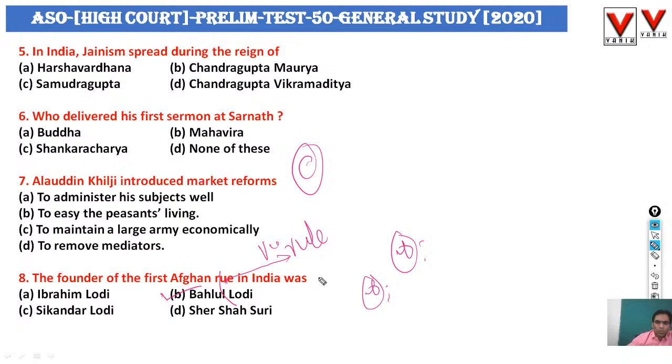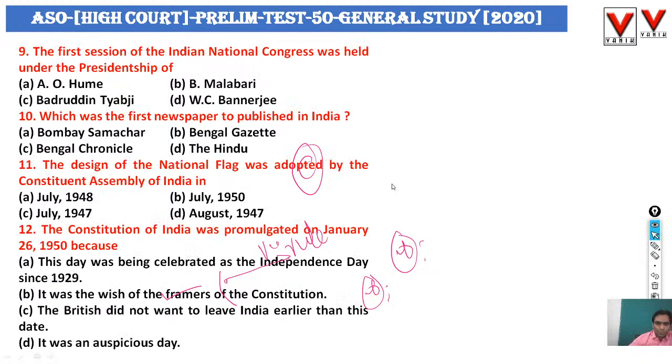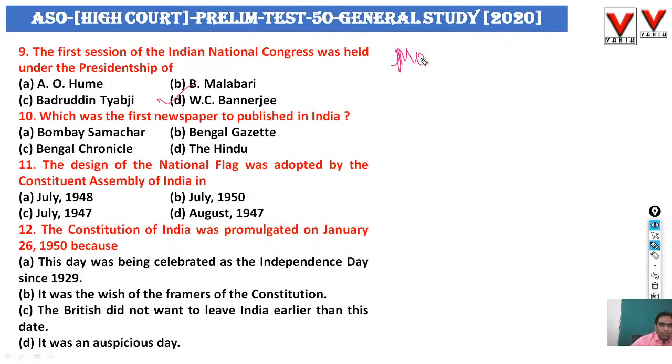Now we are going to proceed to the ninth question, and that is: the first session of Indian Congress was held under the leadership of Bhyomesh Chandra Banerjee. Right answer is D. It was held in Mumbai.